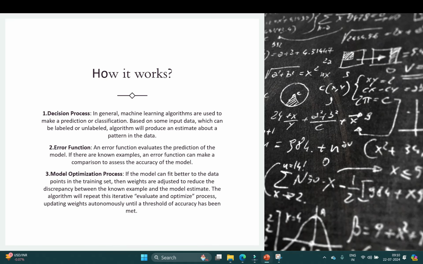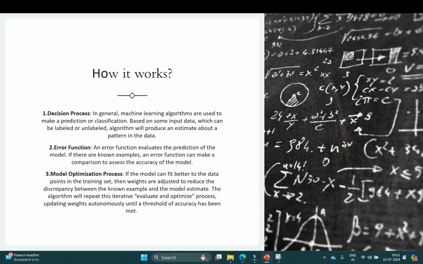Now, how does machine learning work? Let's look at it through three stages. The first stage is a decision process, which means a machine learning algorithm will make a prediction or a classification based on the data that we are feeding in. So we are feeding in data, there is an algorithm which is running, and then there is an output which is nothing but a prediction or a classification based on the data that it was trained on, or that we fed in.